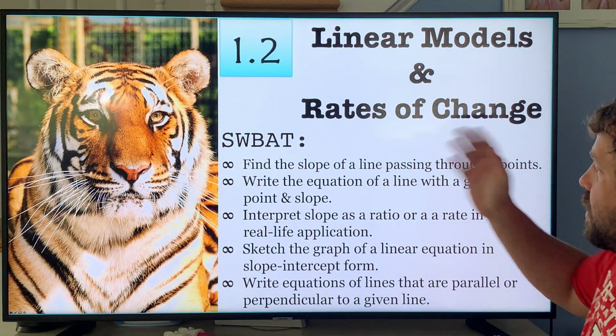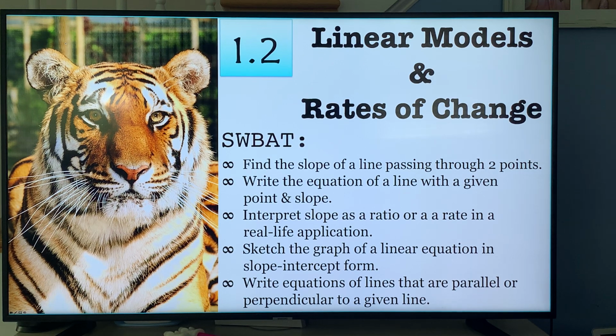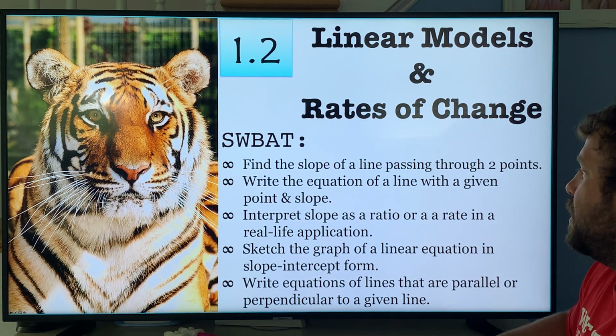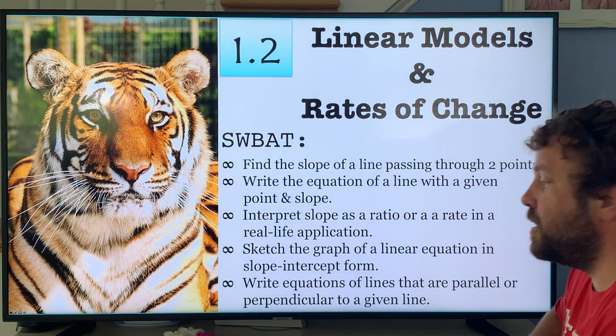Welcome back. Today we'll be covering how to find the slope of a line passing through 2 points, how to write the equation of a line with a given point and slope, interpret the slope as a ratio and rate in a real-life application, sketch a graph of a linear equation in slope-intercept form, and write the equations of lines that are parallel or perpendicular to a given line.